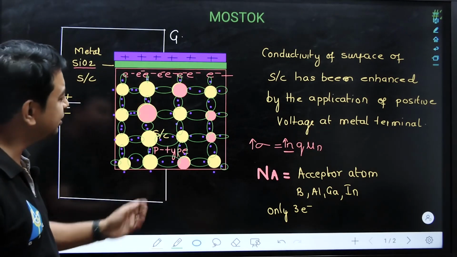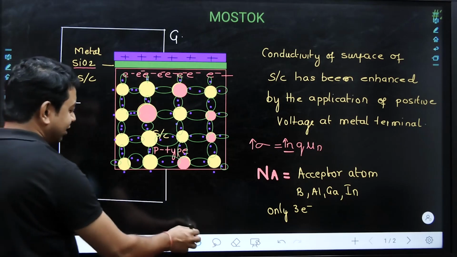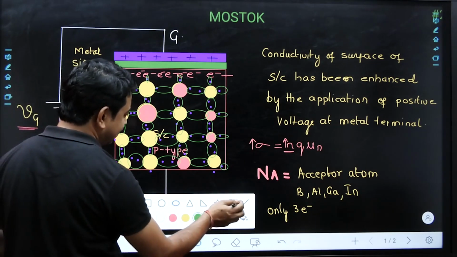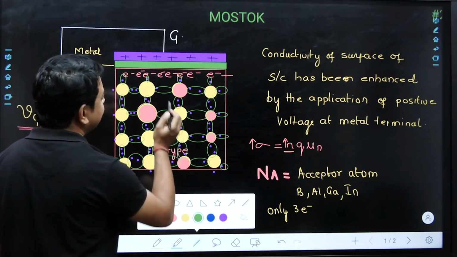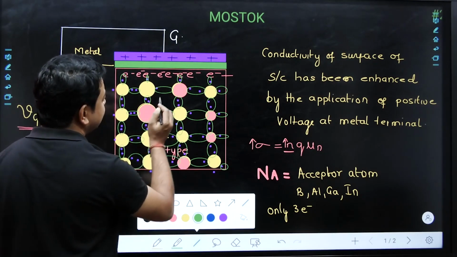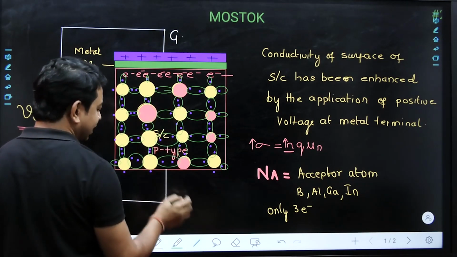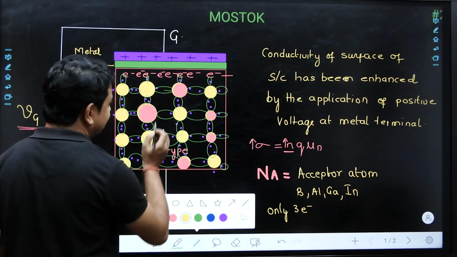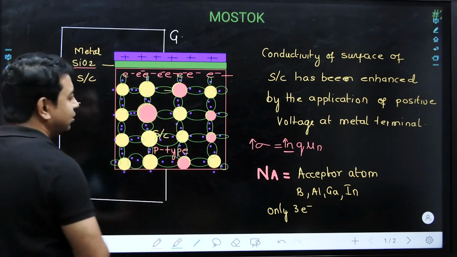If you watch this one, then you can observe one thing. What do we have to observe? Sir, here we don't have any electrons in this covalent bond. So what is present here? I say that there must be a vacancy, and this vacancy is nothing but the hole.